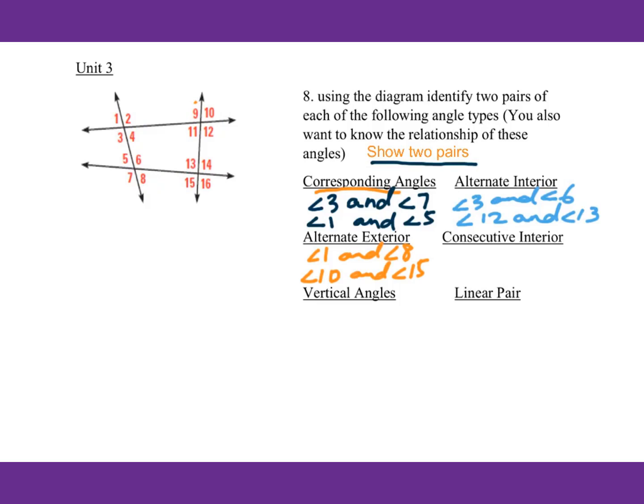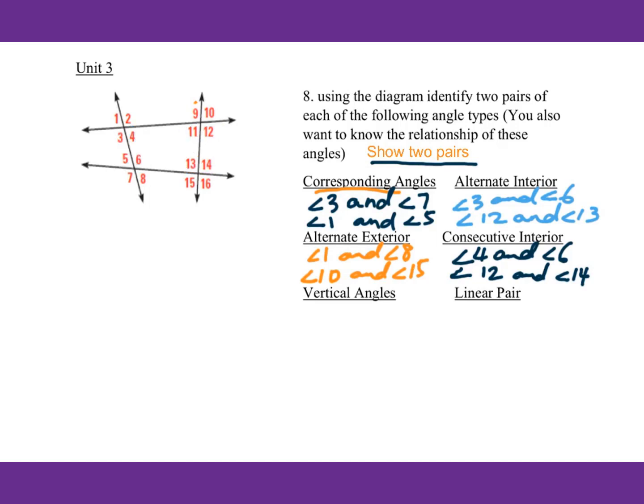For consecutive interior angles, angle 12 and 14, angle 11 and 13, angle 4 and 6, angle 3 and 5. So write down angle 4 and angle 6, angle 12 and angle 14.